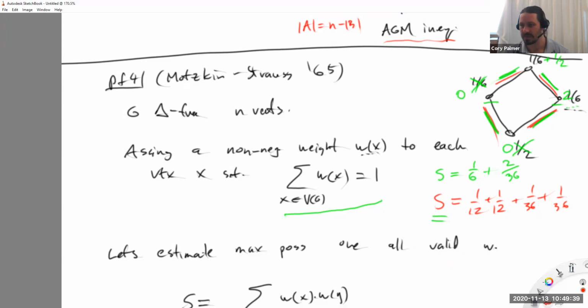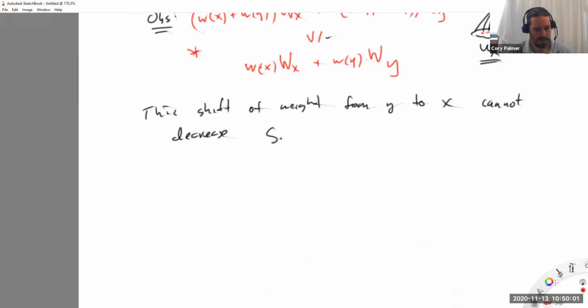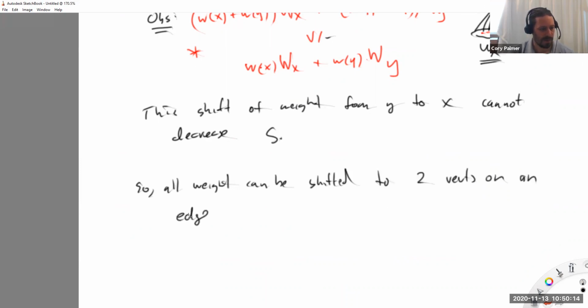Can I shift any further in this picture? No, I've got weight on a vertex and weight on another vertex, and they're joined to each other by an edge. But this shifting property I can do all the way until I'm left with all the weight distributed on only 2 vertices. Okay. So all weight can be shifted to 2 vertices on an edge. This is because the graph is triangle free.